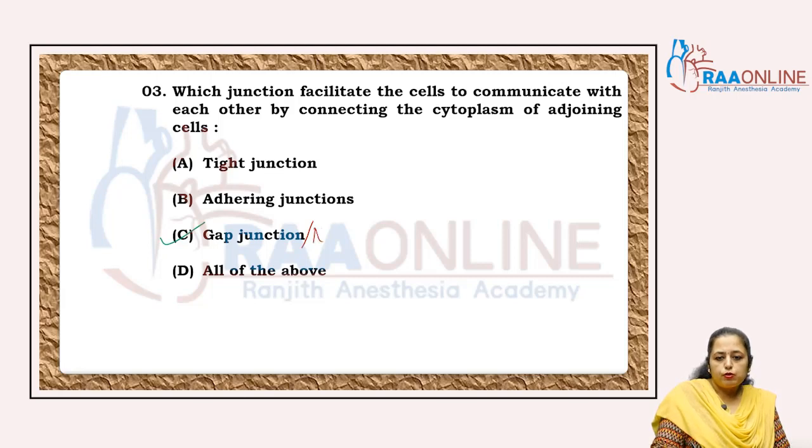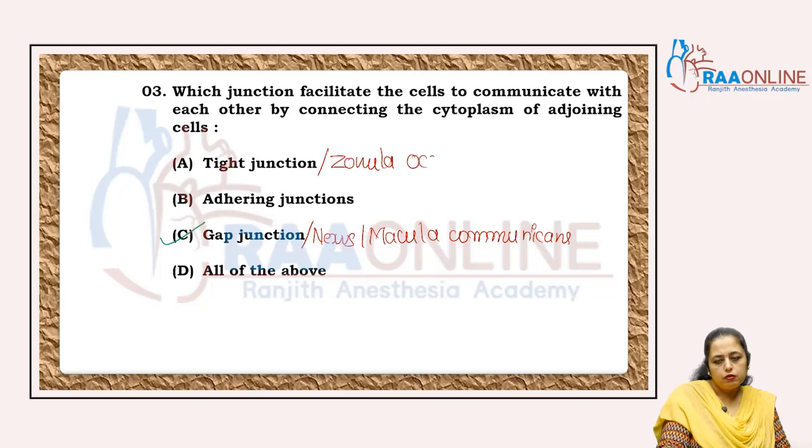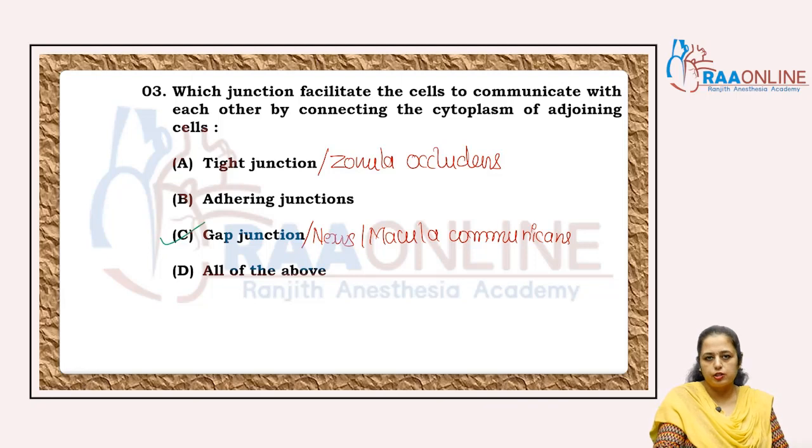Gap junction is also known as the nexus, or macula communicans. Tight junction is known as the zonula occludens, right? Tight junction is also known as the zonula occludens. That zonula occludens, the tight junction, helps to stop the substance leaking across the tissue, right?